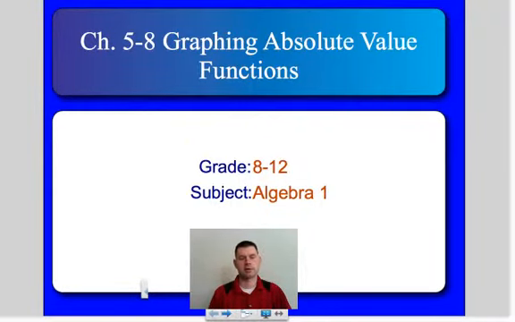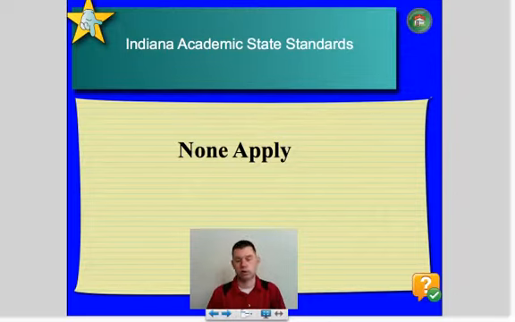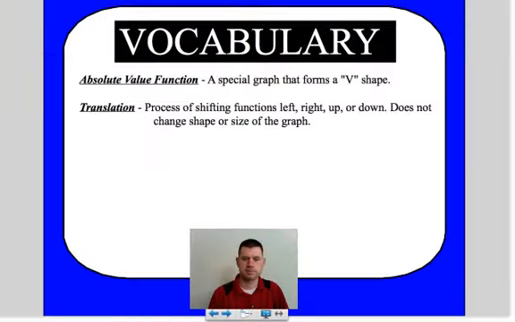Okay, so today we're going to be talking about 5-8 and graphing absolute value functions. The objective for today is to graph an absolute value function and to translate the graph of the absolute value function. We've looked at these before, so we're going to get another look at them, a little more in depth and more detailed. There is no academic standard for this particular lesson.